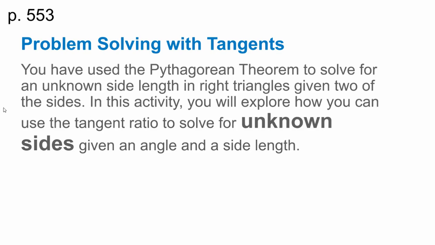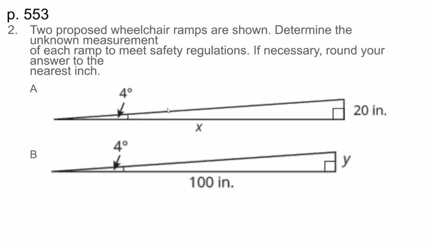So let's jump into how we can do some specifics. Solving problems with tangents. You have used the Pythagorean theorem to solve for an unknown side length in right triangles given 2 of the sides. In this activity, you will explore how you can use the tangent ratio to solve for unknown sides given an angle and a length. So here we go. Let's pretend we are standing at the base right here.